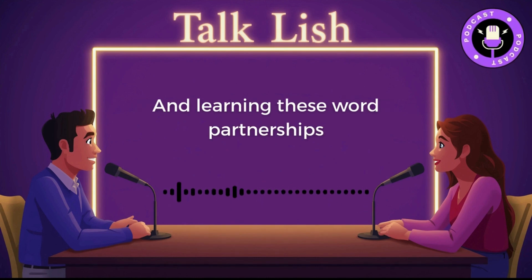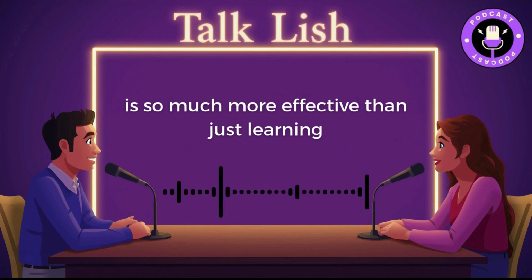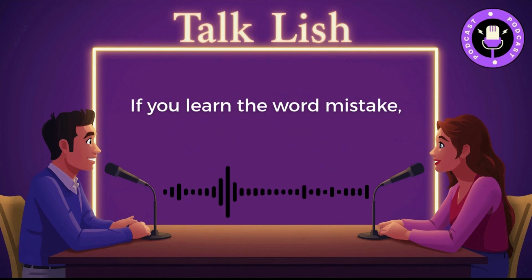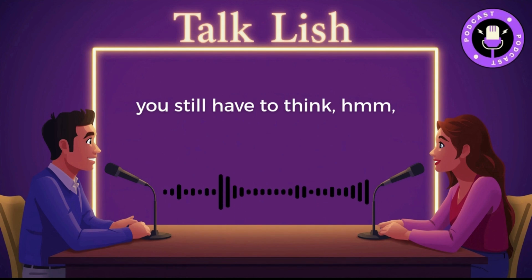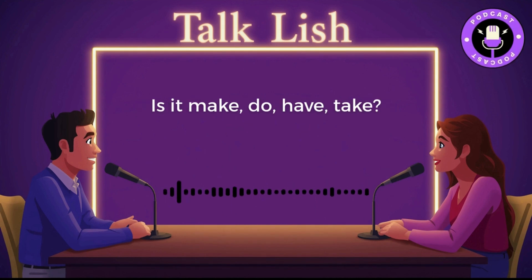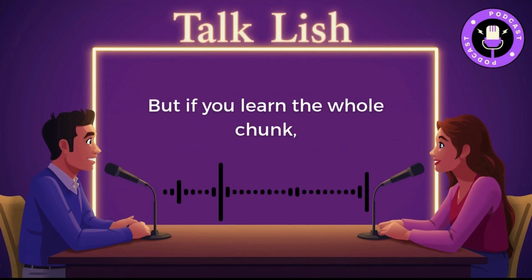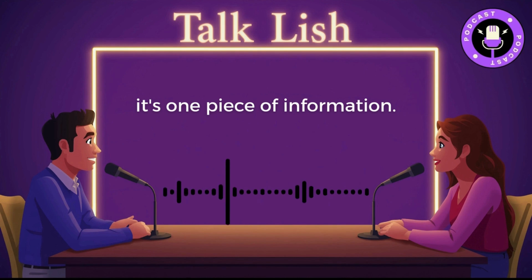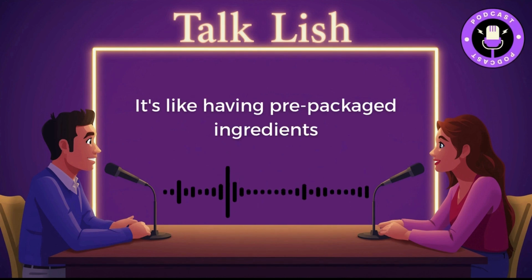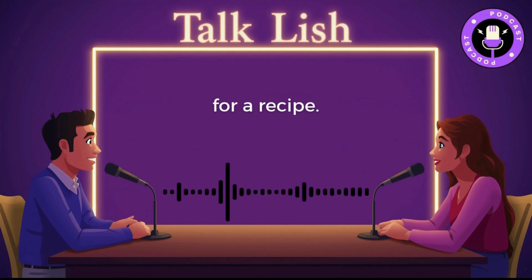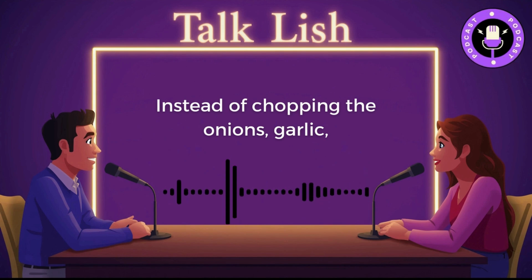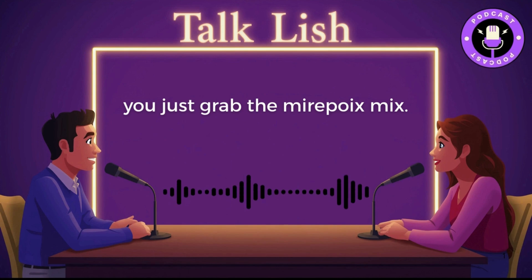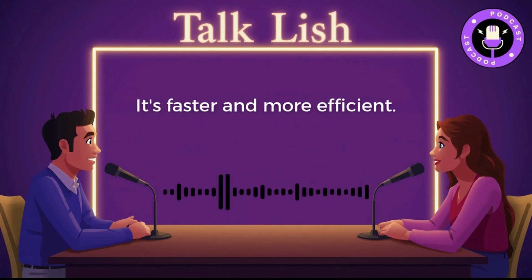Right, and learning these word partnerships is so much more effective than just learning individual words. If you learn the word "mistake," you still have to think, which verb do I use with "mistake"? Is it make, do, have, take? But if you learn the whole chunk, "make a mistake," it's one piece of information. It's pre-assembled. It's like having pre-packaged ingredients for a recipe. Instead of chopping the onions, garlic, and carrots yourself every time, you just grab the mirepoix mix. It's faster and more efficient.